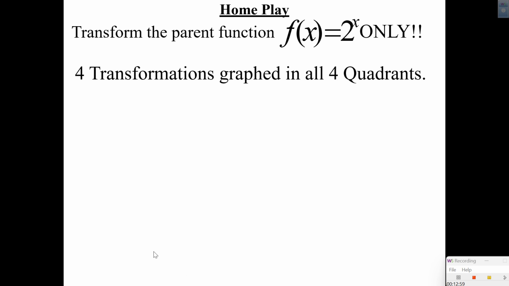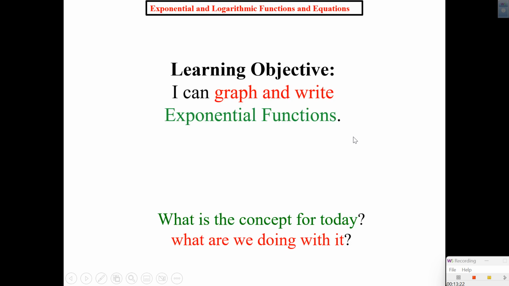All right, y'all ready? Here we go. Our objective for today: I can graph and write exponential functions. I can graph and write exponential functions. I can graph and write exponential functions.